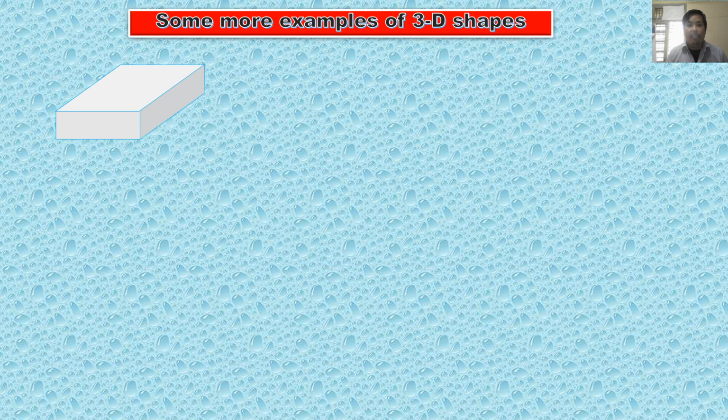Yeah, some more examples of 3D shapes. You can see one 3D shape. The 3D shape is called a cuboid. So what is a cuboid? We will explain here. A cuboid looks like a rectangular box only.